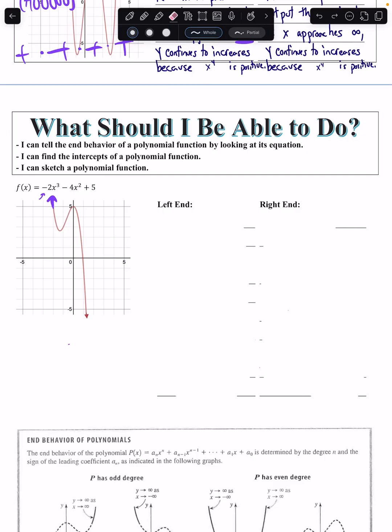Let's go to the next page. On the next page, I just want you guys to pause the video and try doing this one, both the left end and the right end behavior. Play the video once you're done.